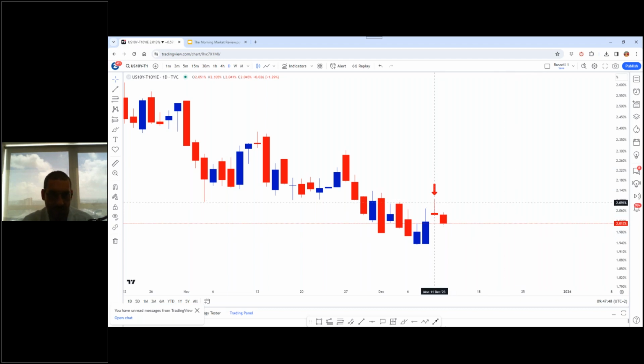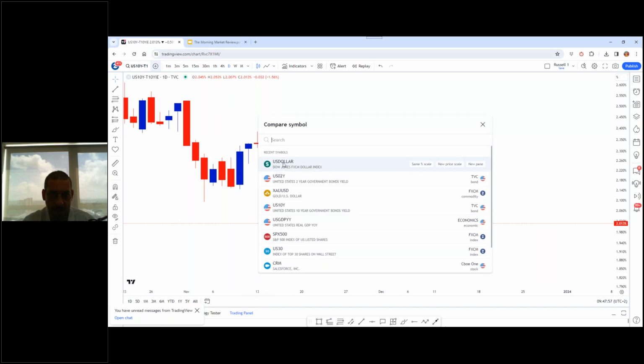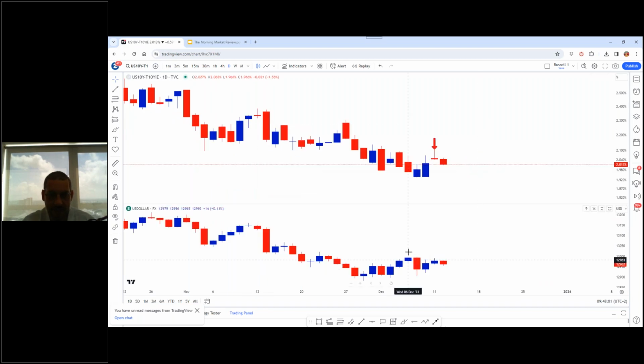But let's just go ahead and bring in the US dollar underneath this. Okay, so click on the plus, US dollar. Let's just put in the new pane underneath. And what we'll do is we'll measure as follows. Okay, and I think the big news item tomorrow, okay, is what's going to happen with the Fed?